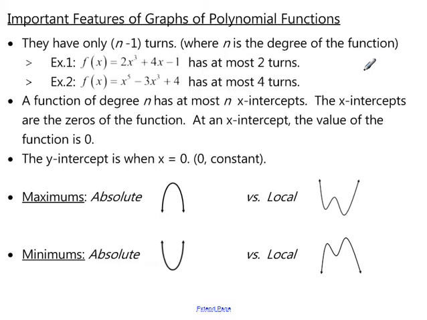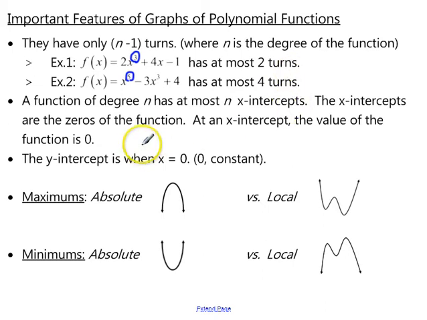There are a few important features of graphs of polynomial functions we need to discuss. They have only n minus 1 turns, where n is the degree of the function. So in this first example, this has a degree of 3. So 3 minus 1 is 2. So this function has at most 2 turns if we were to graph it. Example 2, we have a degree of 5. So 5 minus 1 is 4, which tells us that at most this graph will have 4 turns.